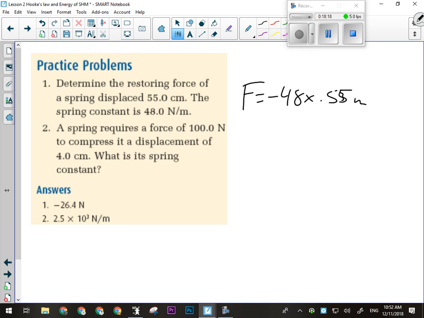All right, for question number 2, it says a spring requires a force of 100 newtons to compress it a displacement of 4 centimeters. All right, so we have X being 0.04 meters, and we have the restoring force being 100 newtons. Now, if that number is positive, this one has to be negative. They don't tell us that in the question. It's something we have to recognize. If we don't recognize that, we're going to get K to be a what?